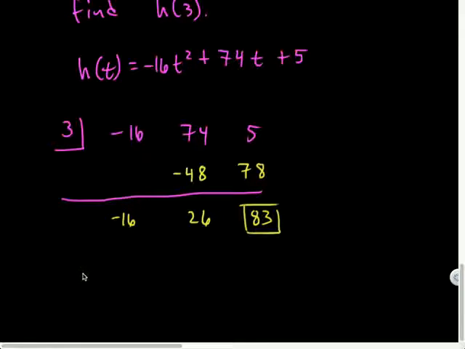Translate that back into function speak. That means h of 3 is equal to 83. Right? That's what that means. And that was way easier than plugging in 3 and then squaring it and then multiplying by negative 16 and adding to that 74 times 3 plus 5. You don't have to worry about all the PEMDAS stuff. It all works out. And eventually, we'll be even quicker with our synthetic substitution, where we'll not even write half of the work. We'll just skip right to the answer, and we'll be awesome.